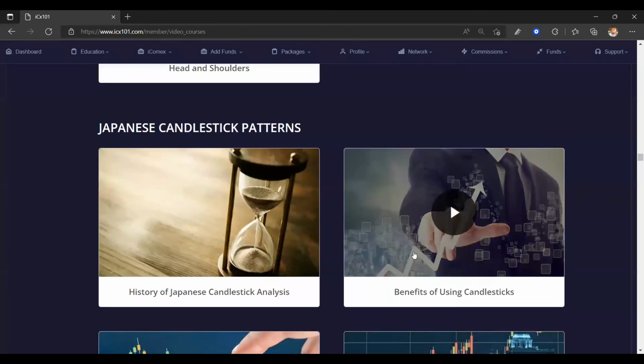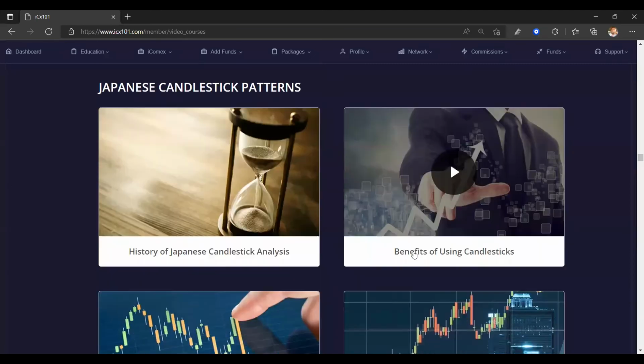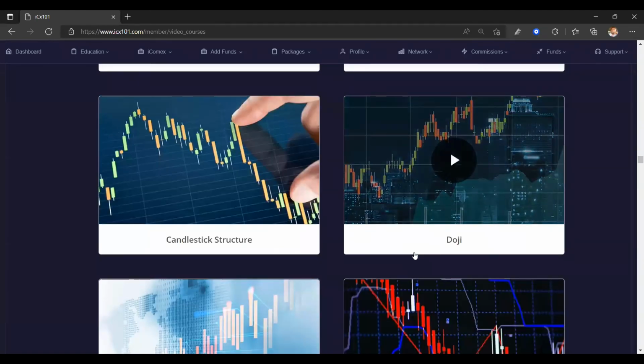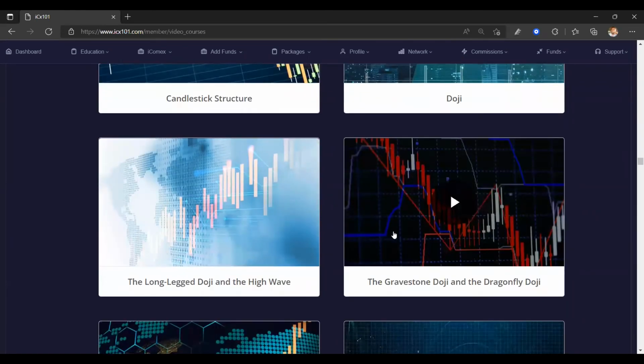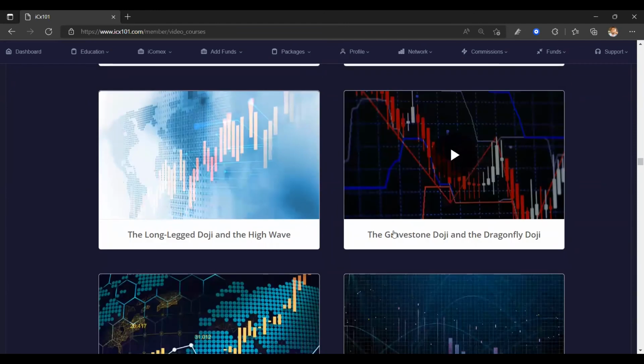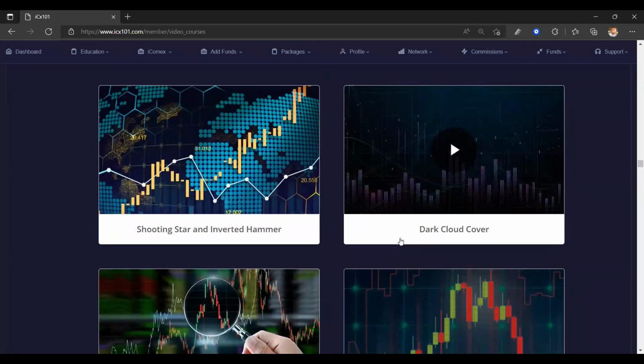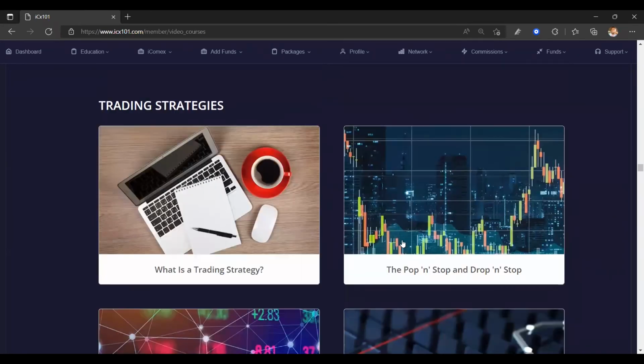Japanese candlestick patterns, history, the benefit, the candlestick structure, the doji, the long-legged doji, and the high wave, gravestone doji, the dragonfly doji, shooting star, and so on. You see, contents are here for you guys.